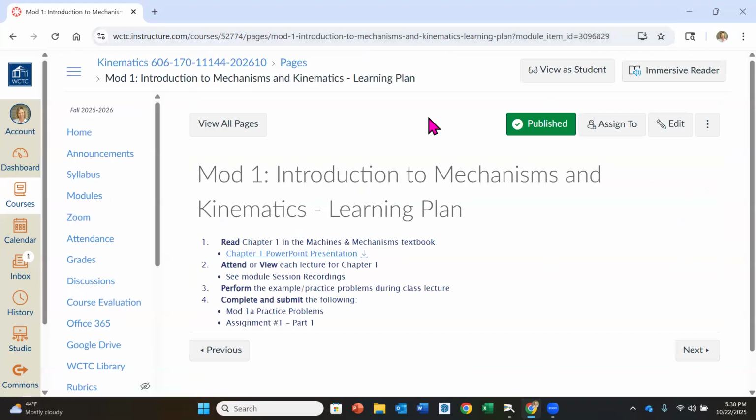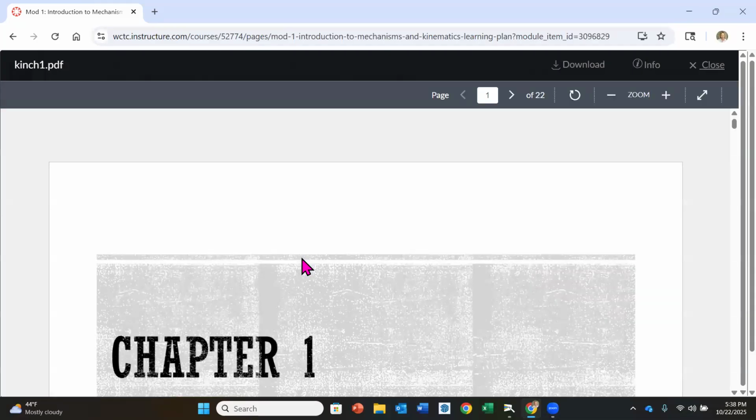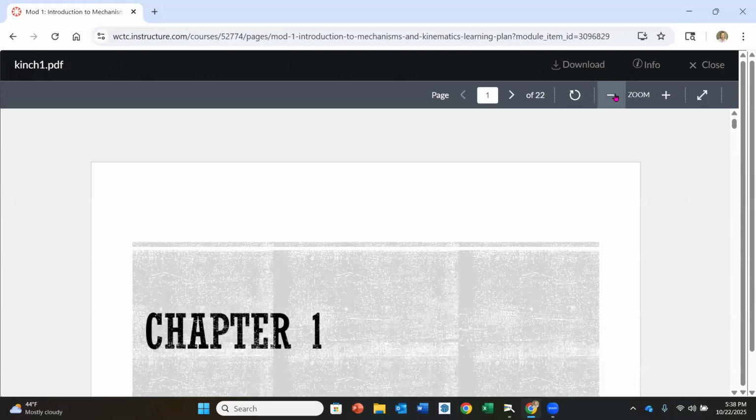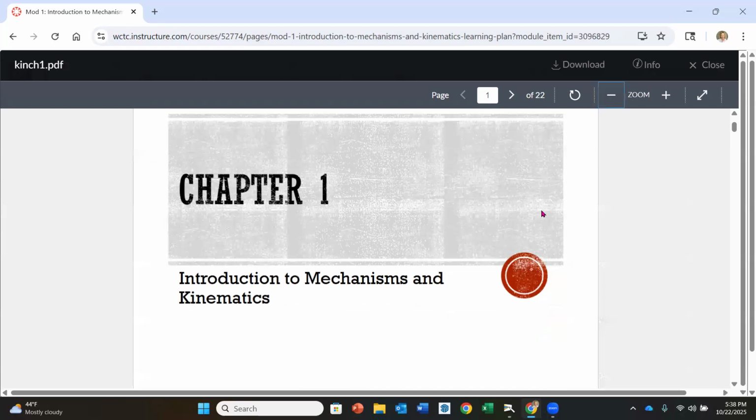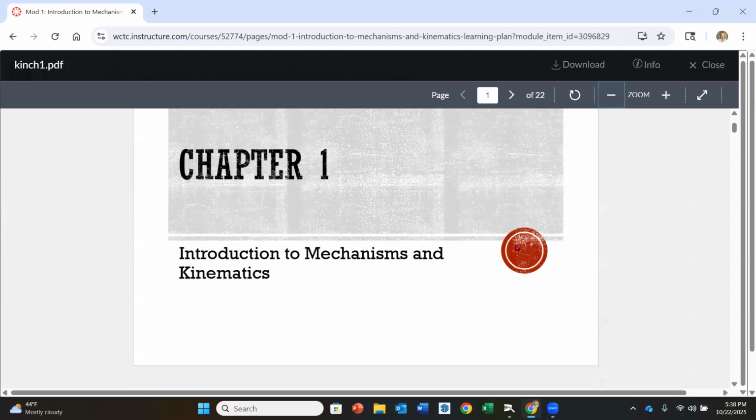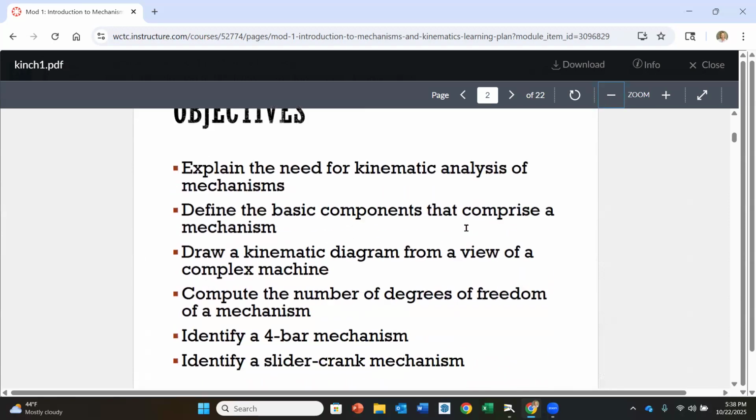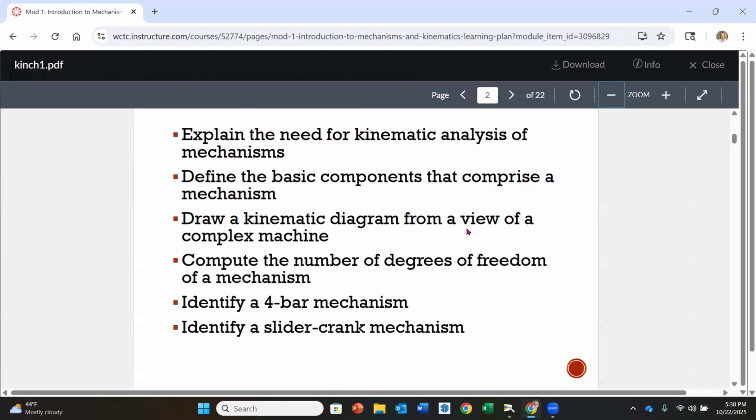Let's go over to our learning plan, and I'm going to pull up our PowerPoint presentation. And again, this is going to guide us through the chapter. For the most part, I have the illustrations copied in here, but we'll go back and forth to the book as we need to. So chapter 1, the objectives here. A couple of the things we have listed here is, first of all, I want to get you used to the whole purpose and the need for kinematic analysis, okay?